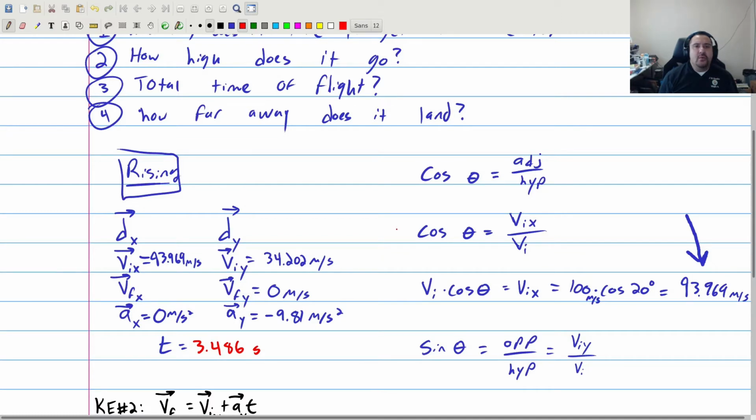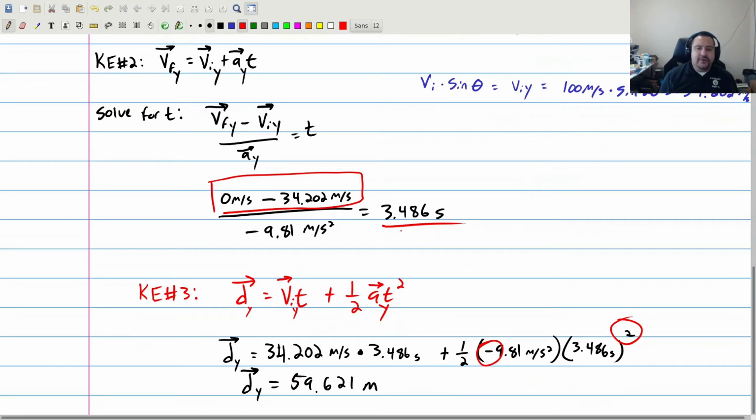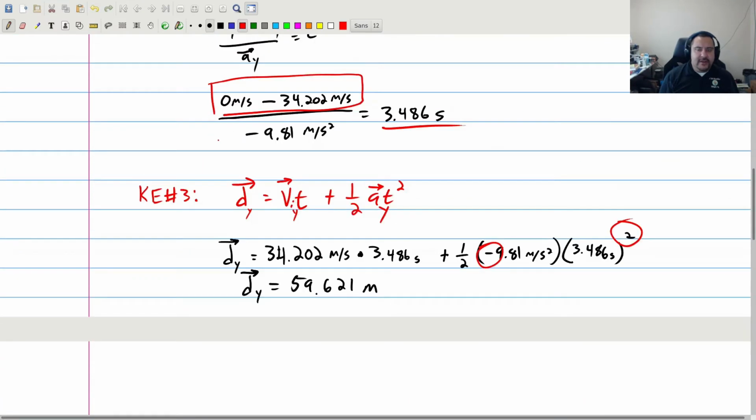Number 3, what is the total time of flight? Well, the total time of flight, in this case, since it's a flat surface, is going to be just double the time it takes to go up. So all I need to do is multiply that time by 2. So the total time of flight is going to be equal to the time we just calculated, the time it's rising, times 2.